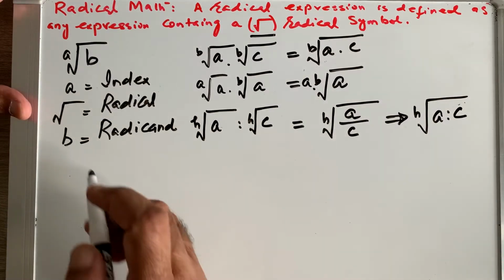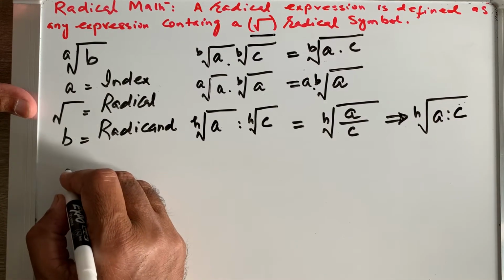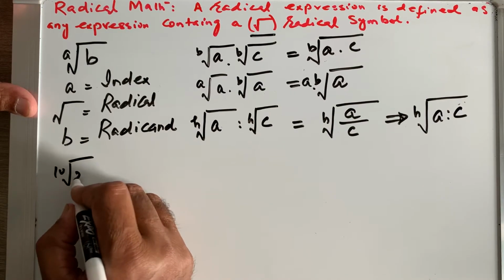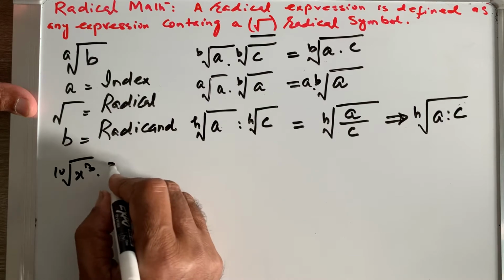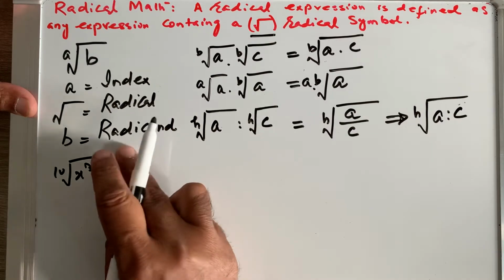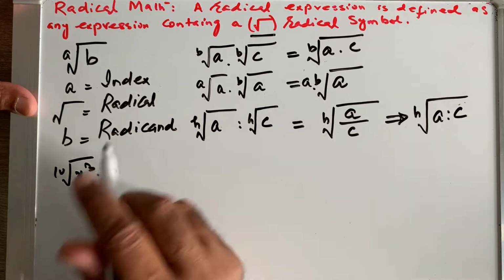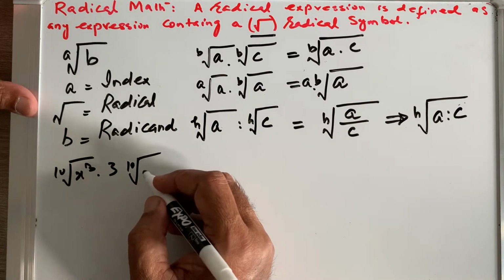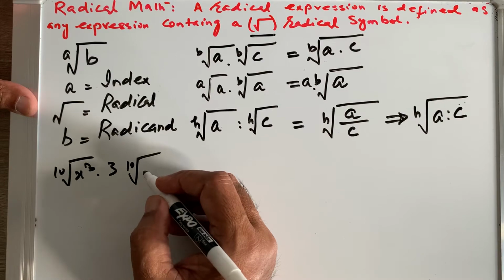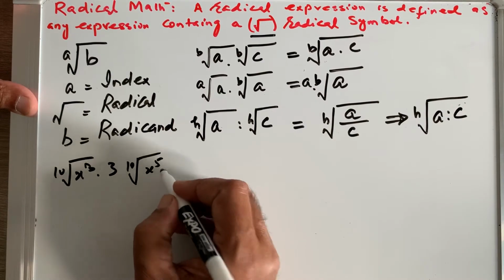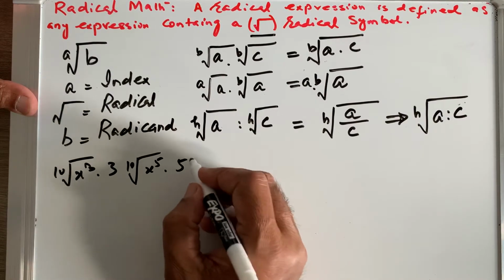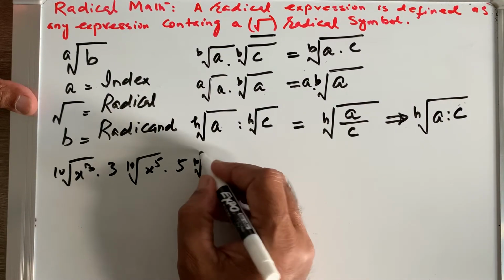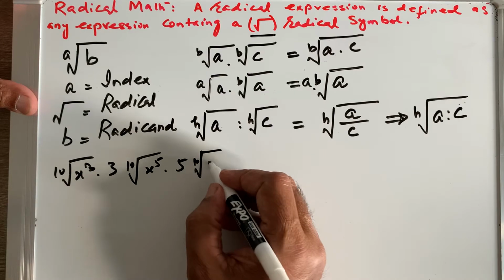One of the questions sent to me is this one: 10th root of x cubed, times 3, times the 10th root of x to the power 5, times 5, times the 10th root of x squared. So my index is 10 again, and my radicand is x to the power 5, and then I have 10 again, and my radicand is x squared.